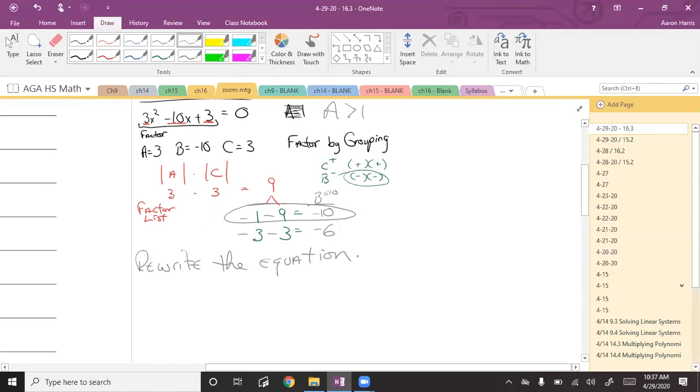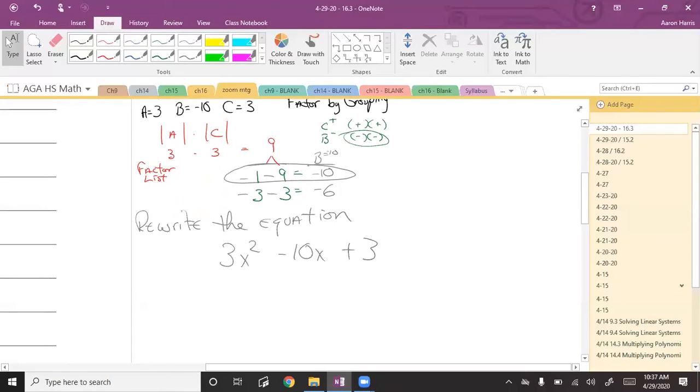And watch what happens. I have 3x squared minus 10x plus 3. I do not want to write it that way anymore. I want to write it like this, 3x squared. Now, we just said -1, -9. I am going to use that.